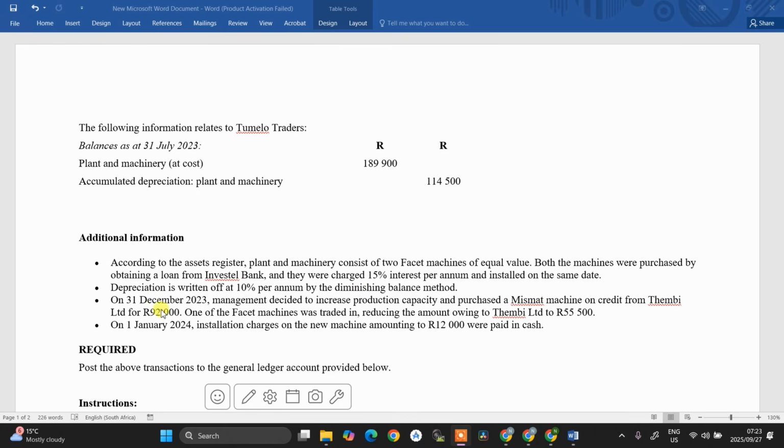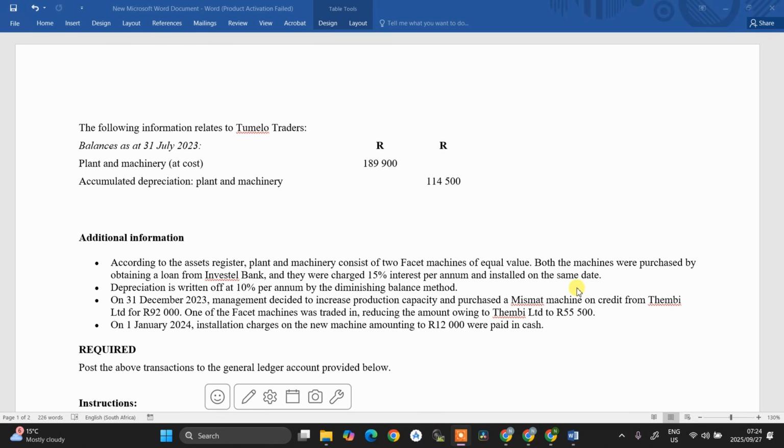On 31 December 2023, management decided to increase production capacity and purchase a mismatch machine on credit from Tembi Ltd for 92,000. One of the facet machines was traded in, reducing the amount owing to Tembi Ltd to 55,500. On January 1, 2024, installation charges on the new machine amounting to 12,000 were paid in cash.